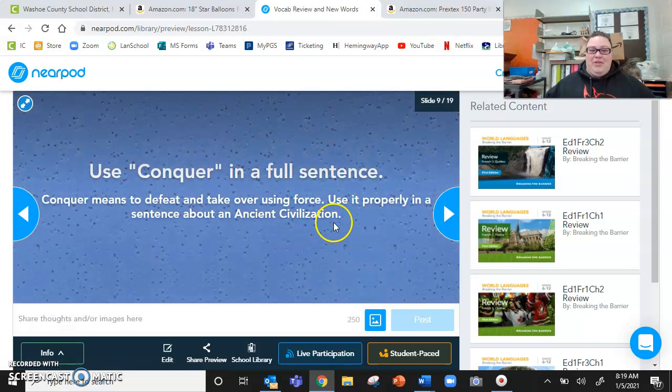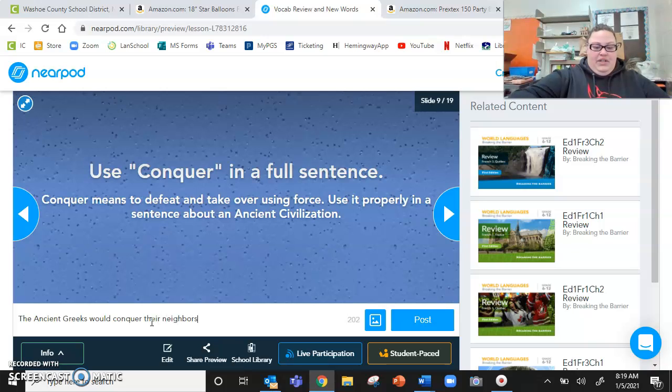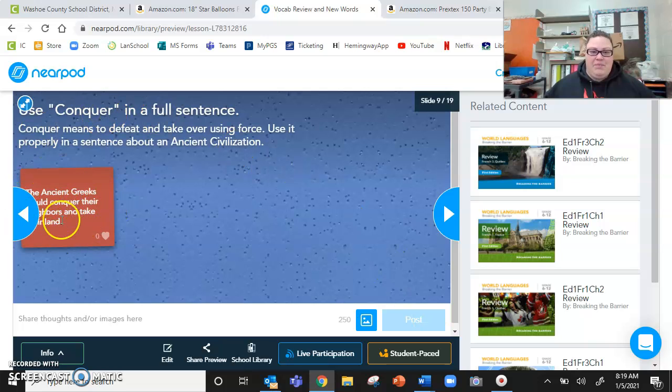Our next new vocabulary, pause, rewind. Now you get to use conquer in a full sentence. A reminder, conquer means to defeat and take over using force. Use it properly in a sentence about an ancient civilization. So if I'm doing it, I'm going to say the ancient Greeks would conquer their neighbors and take their land. So I've typed it and I'm going to click post and it shows up there.